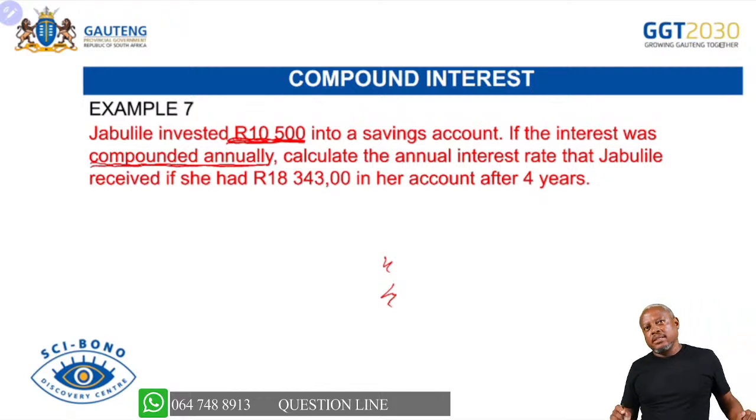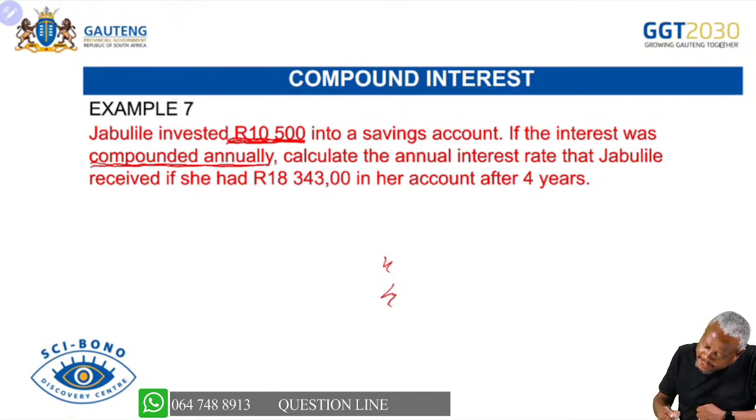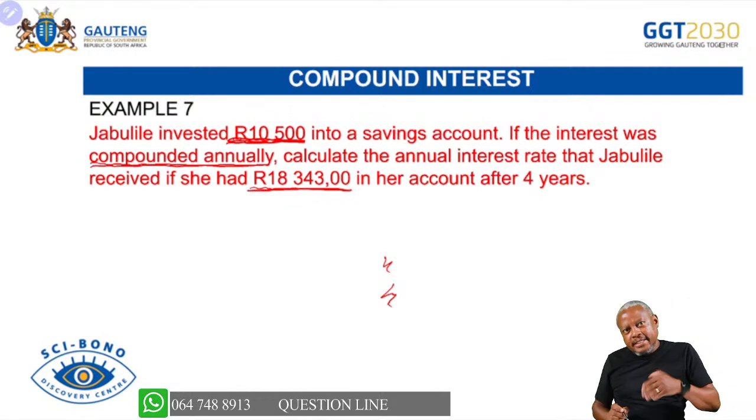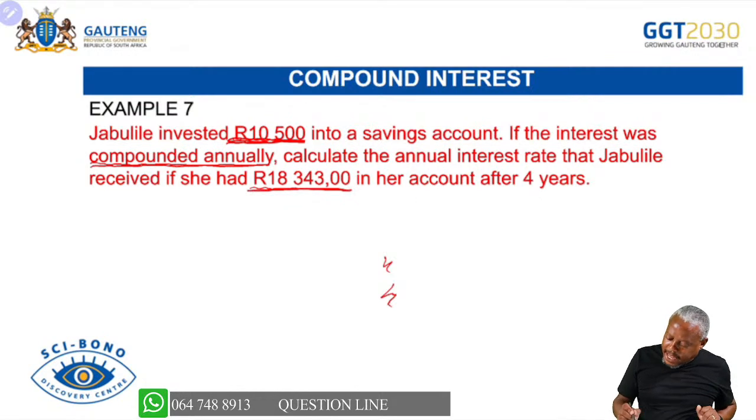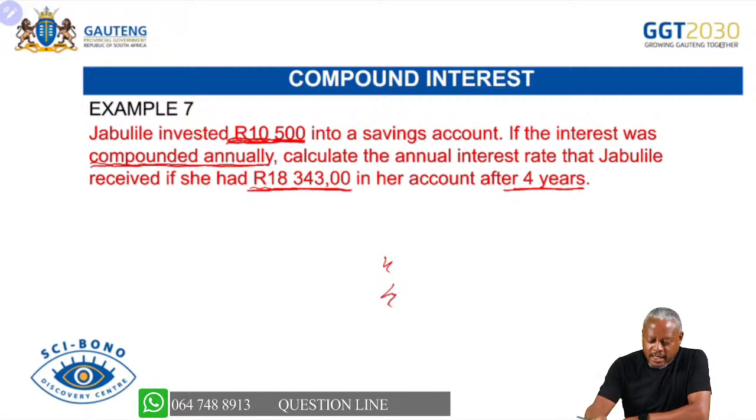Compounded annually. So things like monthly, etc., you learn them when you do grade 12, the relationship between i and n, when it's monthly or when it's compounded quarterly, etc. This one is straightforward annually. Calculate the annual interest rate that Jabulile received if she had this amount at the end, after how long? After 4 years, Jabulile has this amount in her account.